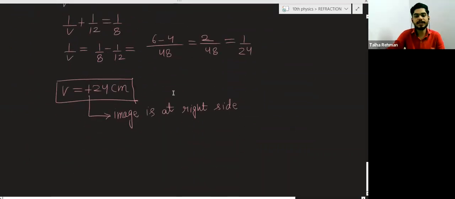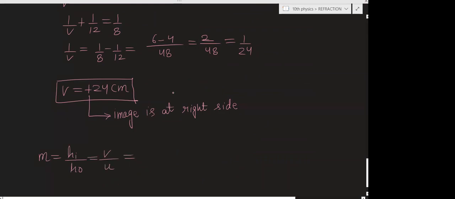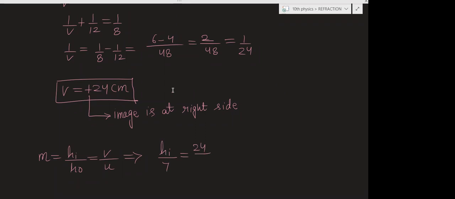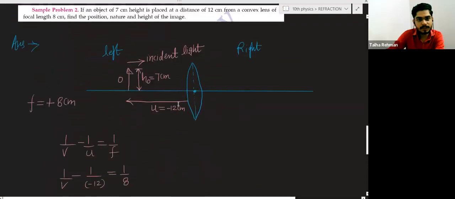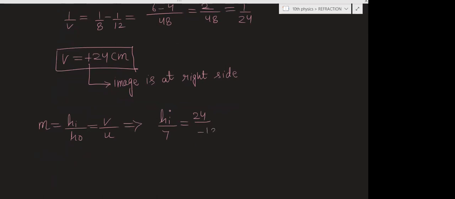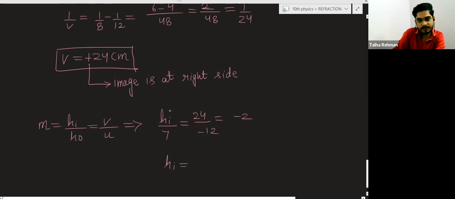Nature and all that you will get from the magnification. So this is height of image by height of object is equal to V by U. Height of image you do not have, height of object you have 7, and V you have plus 24, and U you have minus 12. So this is minus 2. So height of image will be minus 14 centimeter.